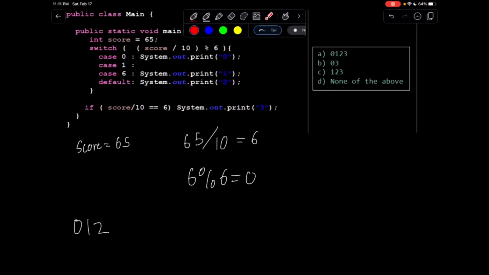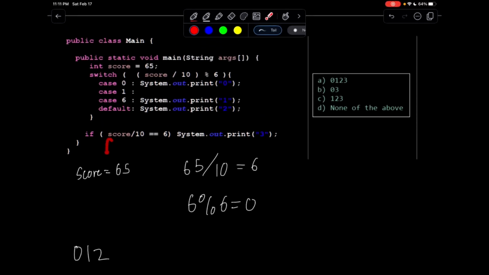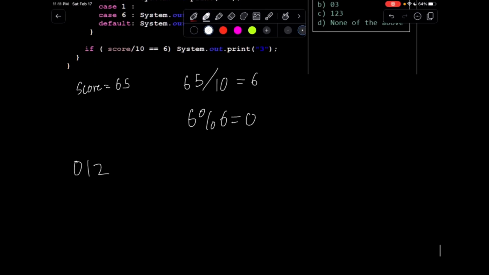Now we're outside of the switch statement, and we're over here at this if. If score, which is 65, integer division by 10 is equal to 6, we're going to print out 3. Now we've already done that integer division, right? Score hasn't changed at all. So 65 integer division by 10 is still equal to 6. It's basically saying, is 6 equal to 6? It is. So the if statement runs and we have to print out a 3. So we're going to do exactly that.